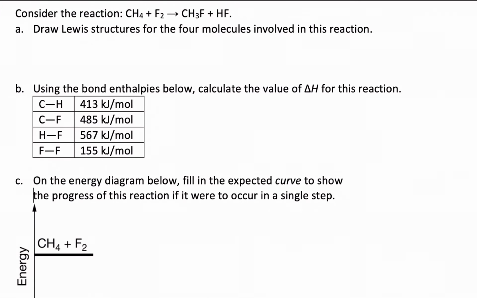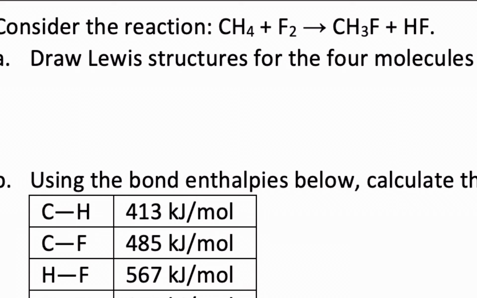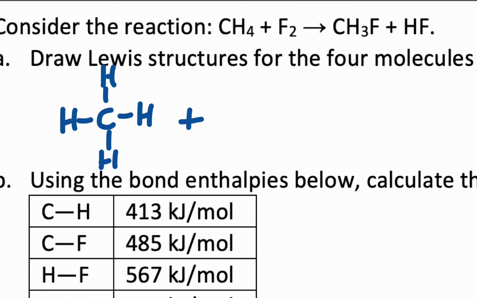Okay, let's finish up by looking at a free response question, also related to thermochemistry. Here they give us a reaction and they want Lewis structures for the 4 molecules involved. So if I draw a methane molecule, that's a carbon with 4 singly bonded hydrogens attached. For a generic Lewis structure, you don't need to show the shape. It happens to be tetrahedral, but they just want to see that you know the right bonding.